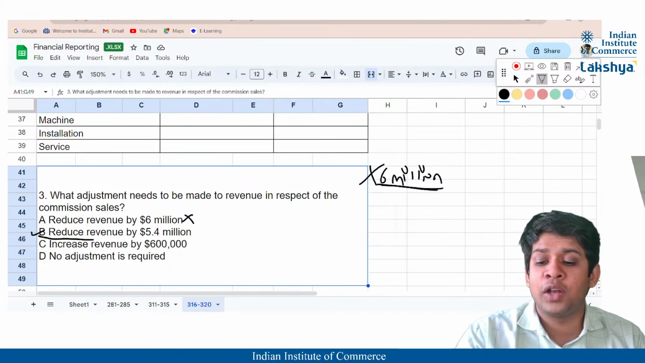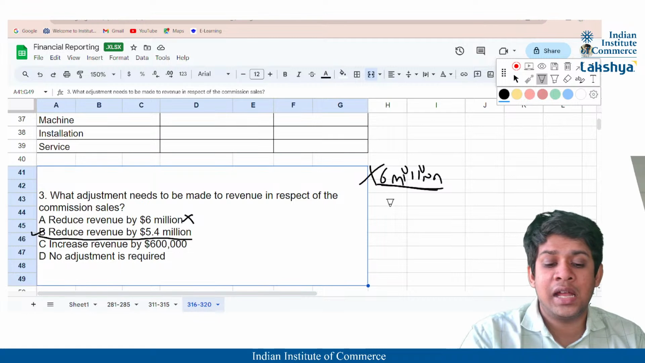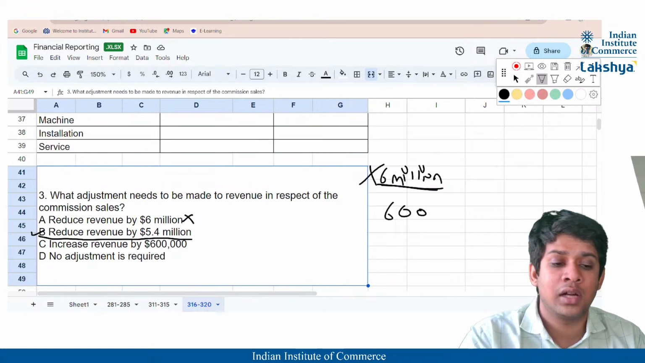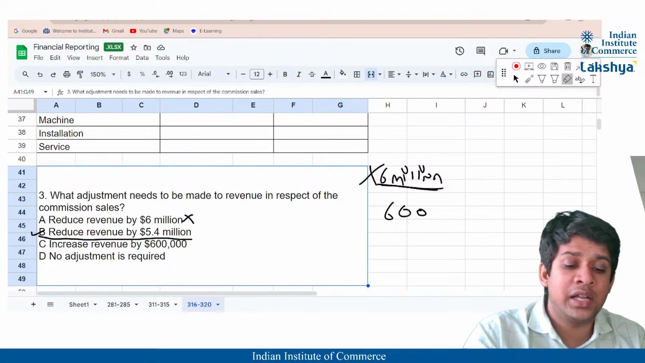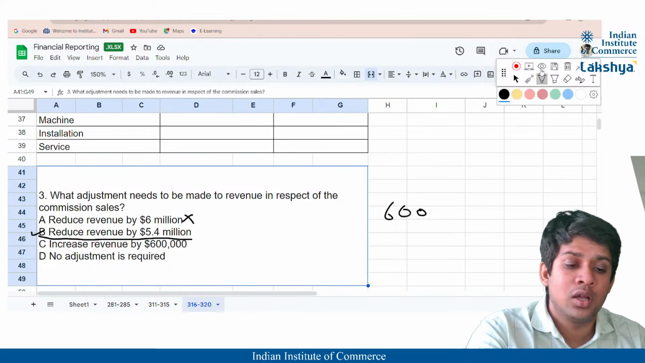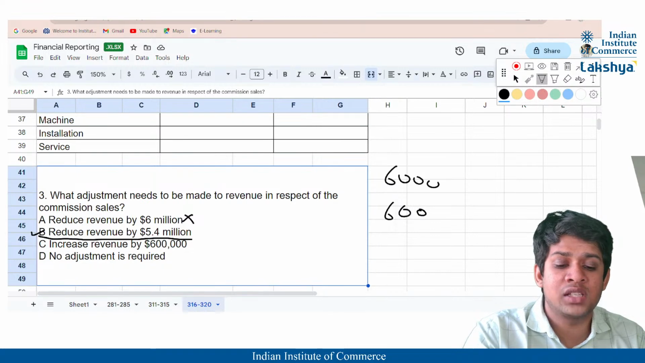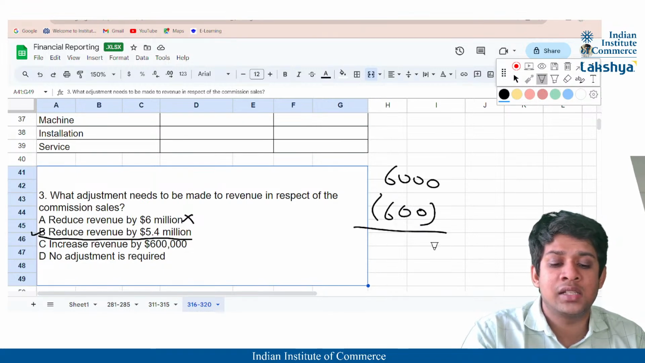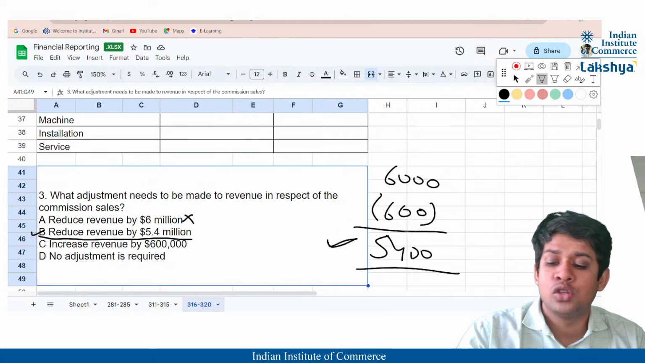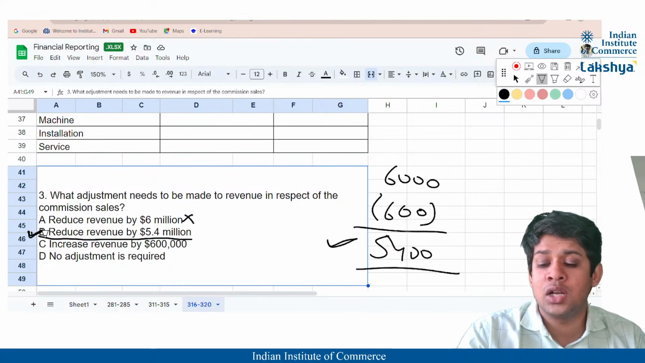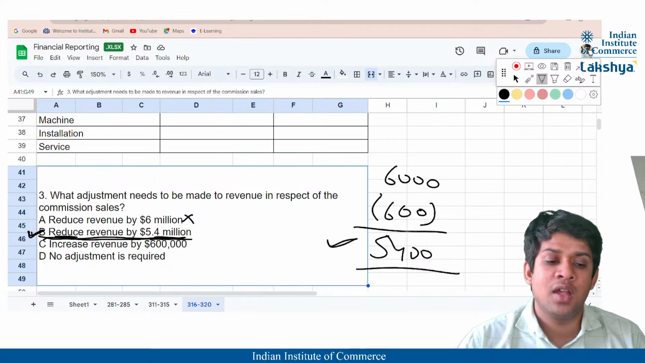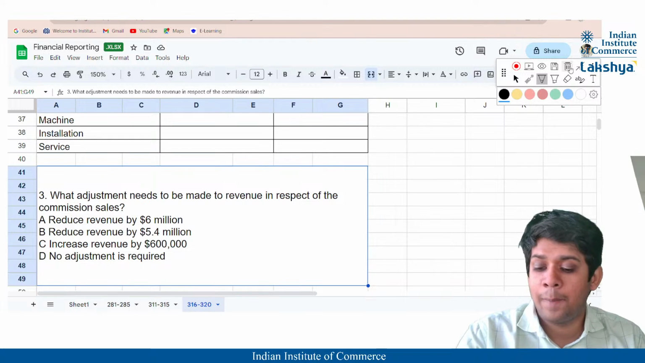Reduce revenue by 5.4 million. Yes, he can actually take 600 as his revenue, correct? From the total revenue of 6,000, he can take 600 as his revenue. So he only needs to reverse the 5,400. So B is going to be the correct option. He needs to reduce the revenue by 5,400, or you can say 5.4 million.